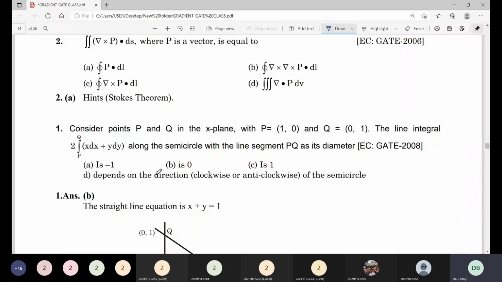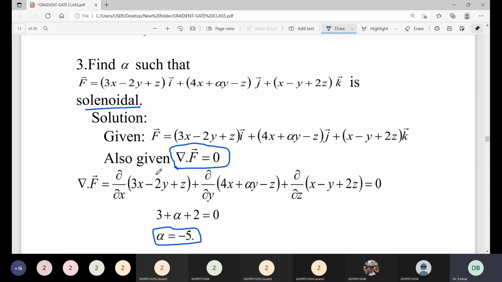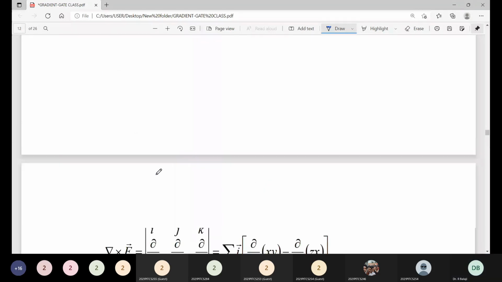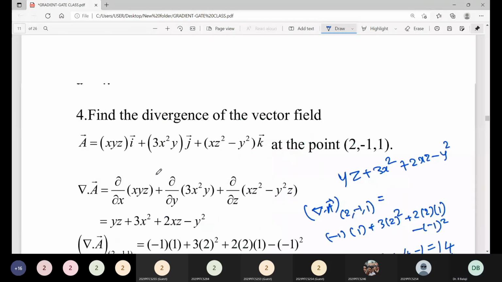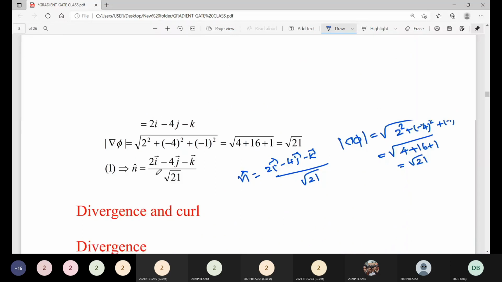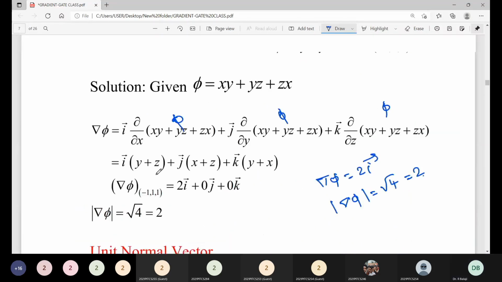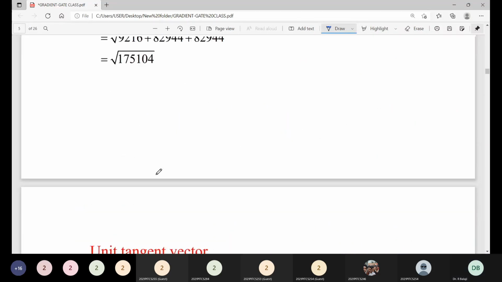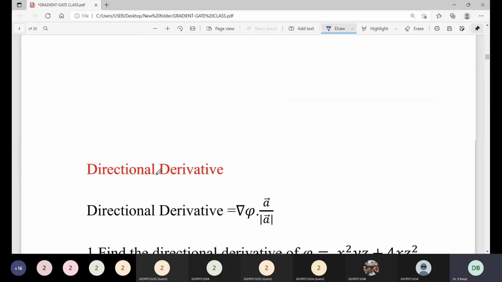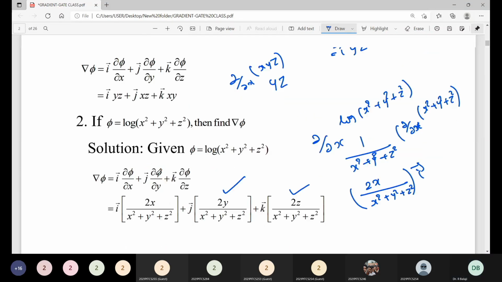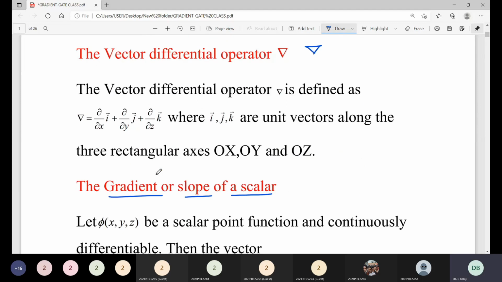Now I will summarize the topics. What are all the topics we have seen today? First we have studied del, the vector differential operator. Del is nothing but i into dou by dou x plus j into dou by dou y plus k into dou by dou z.